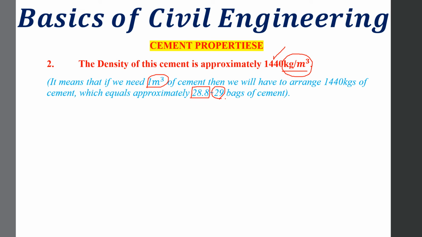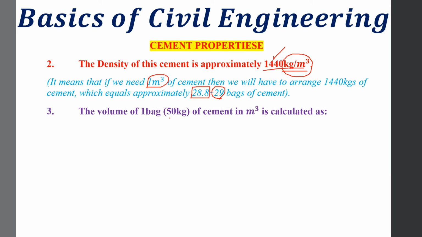But we must know how much volume is available if we have one bag of cement. Then simply we can calculate using this density and weight of one bag of cement, that is 50 kgs. So the volume of one bag of cement in meter cube, this point number 3, is calculating the volume of one bag of cement in meter cube.